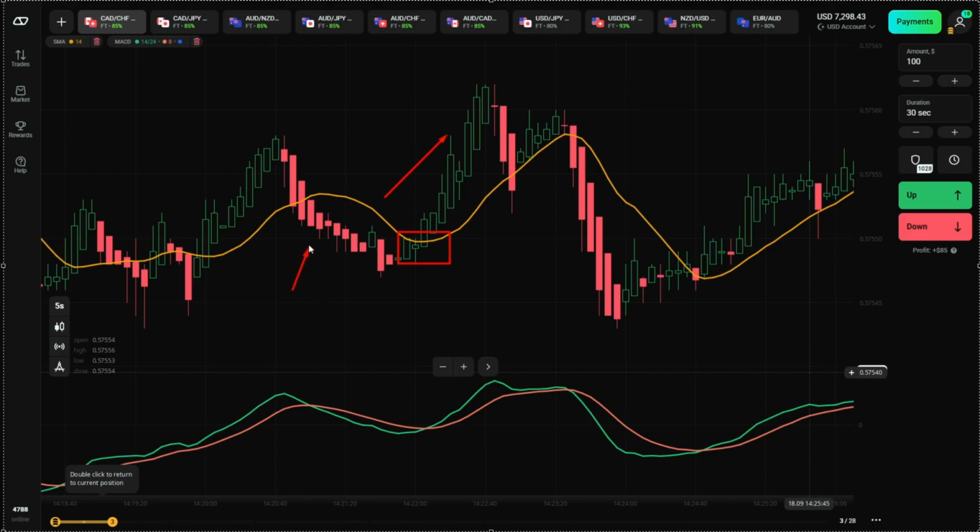So as long as the market was below the yellow line, which is the moving average, and then moved above it and crossed it, this is the point to enter a long position. If we check the second condition, which is the MACD crossover, we can see that it happened right away, and that's a signal for an upward move.